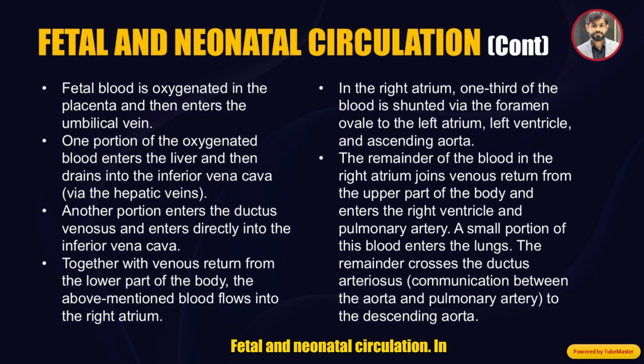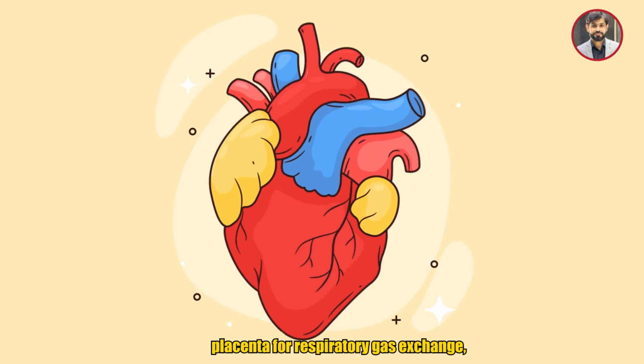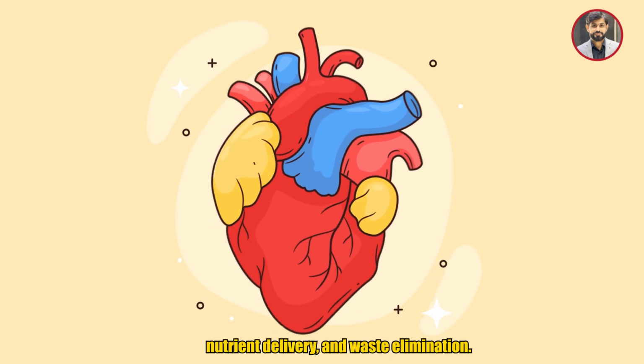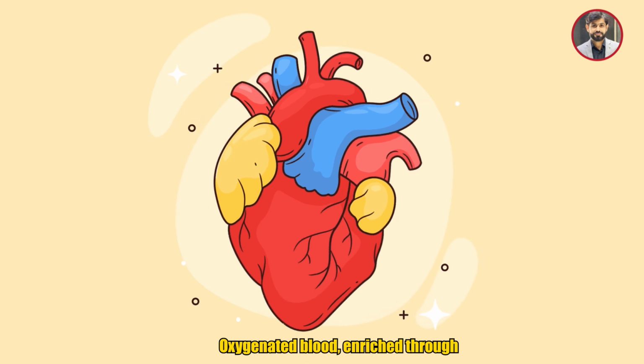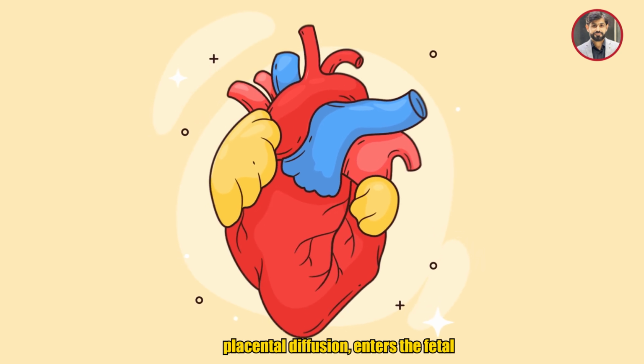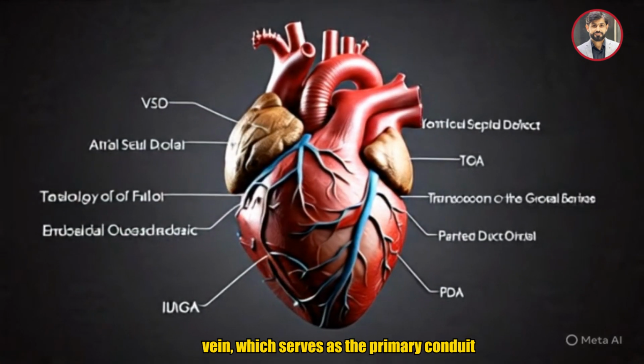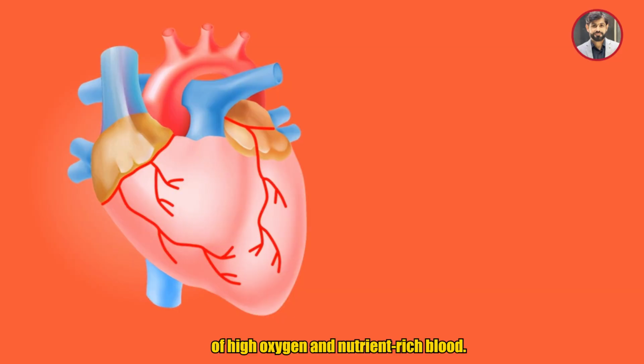Fetal and neonatal circulation. In utero, the fetus relies entirely on the placenta for respiratory gas exchange, nutrient delivery, and waste elimination. Oxygenated blood, enriched through placental diffusion, enters the fetal systemic circulation via the umbilical vein, which serves as the primary conduit of high oxygen and nutrient-rich blood.